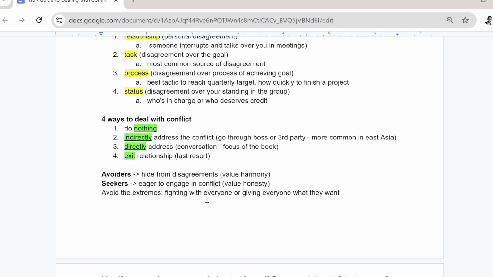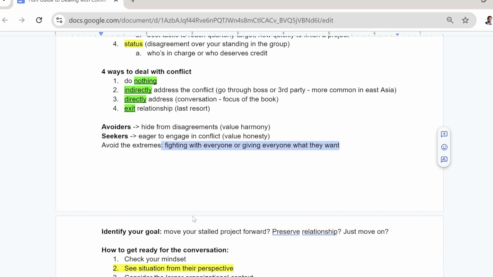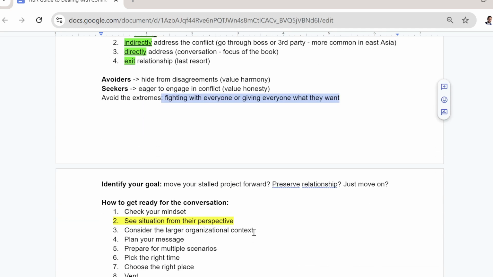Avoid the extremes. You don't want to fight with everyone, and you also don't want to give everyone what they want. Identify your goal. Move your stalled project forward, for example. You want to preserve the relationship, or you just want to move on and forget about the situation.